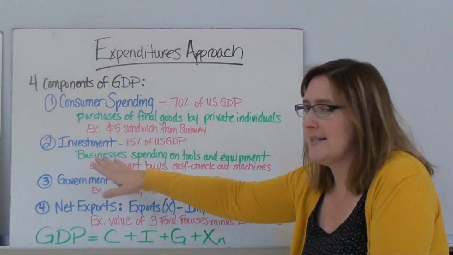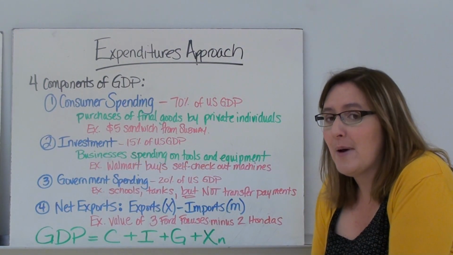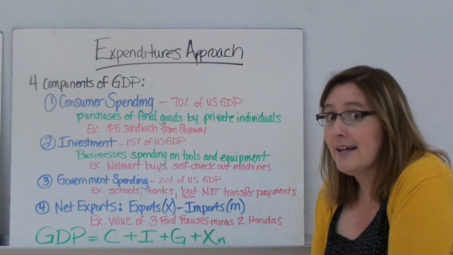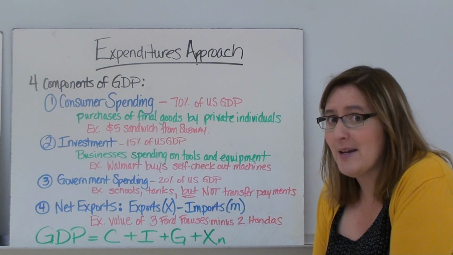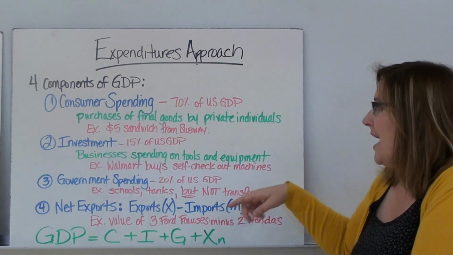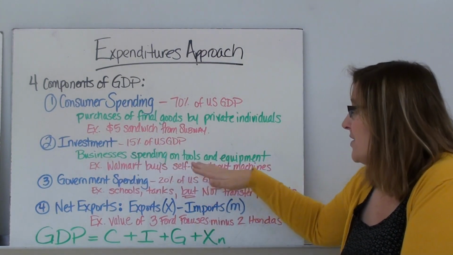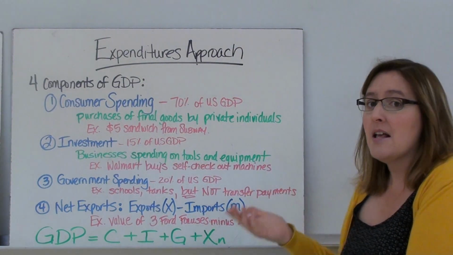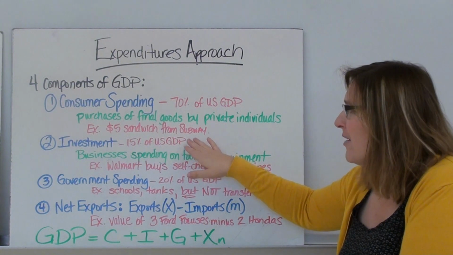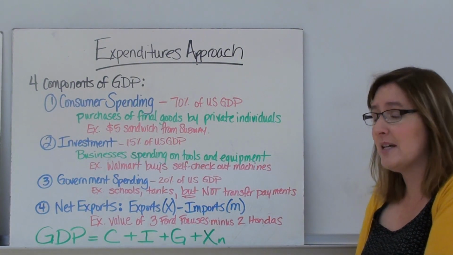Then there's investment. Investment is business spending. One more time, investment is business spending on tools and equipment. Like when Walmart buys those self-checkout machines, that's business spending. That's investment. That makes up about 15% of US GDP.